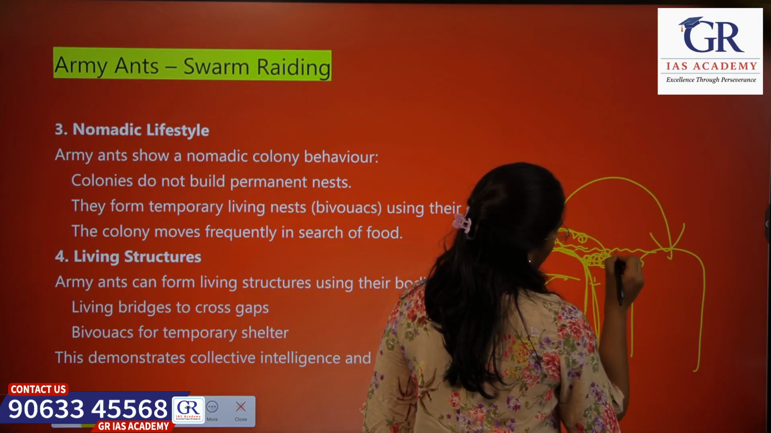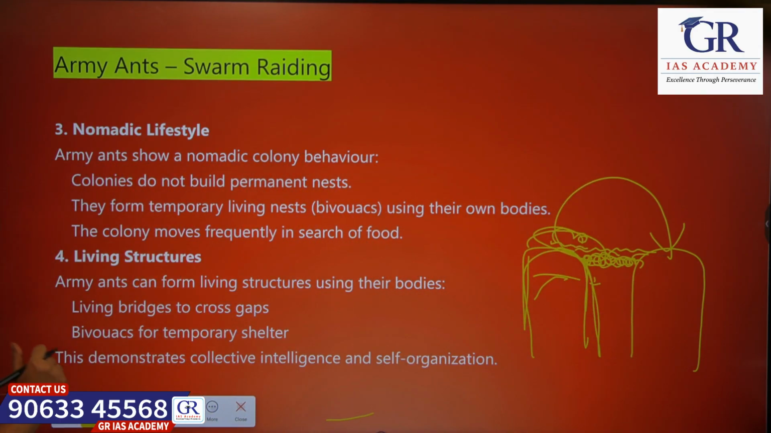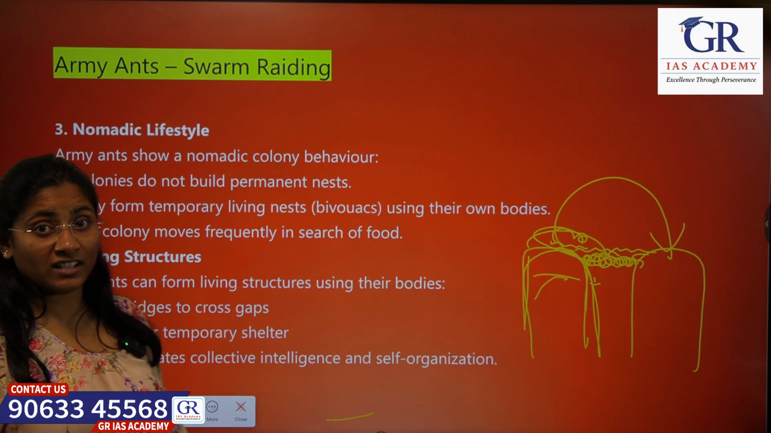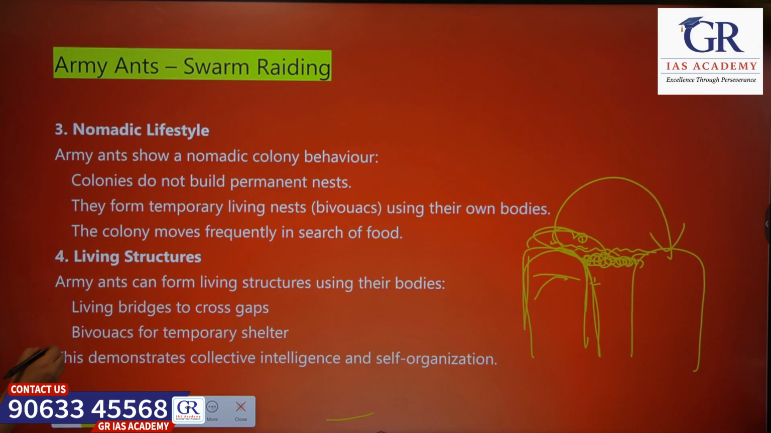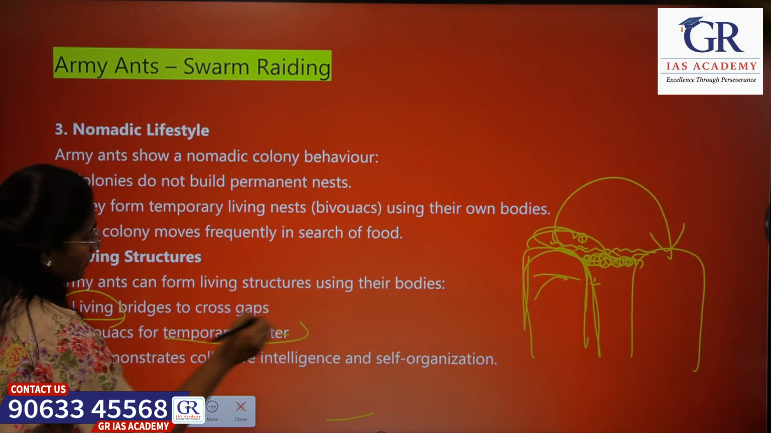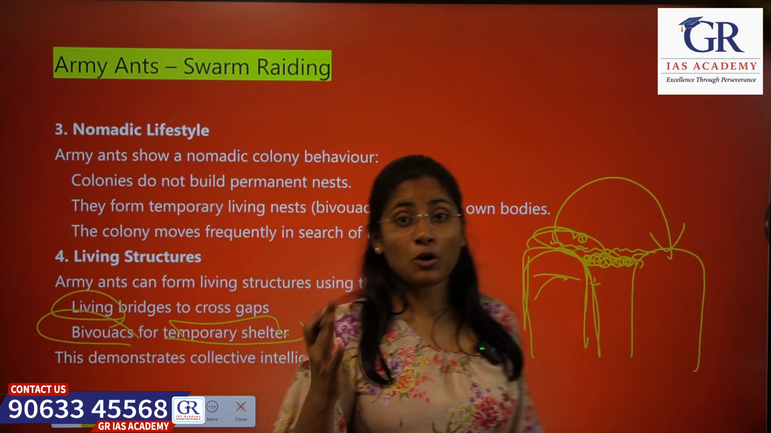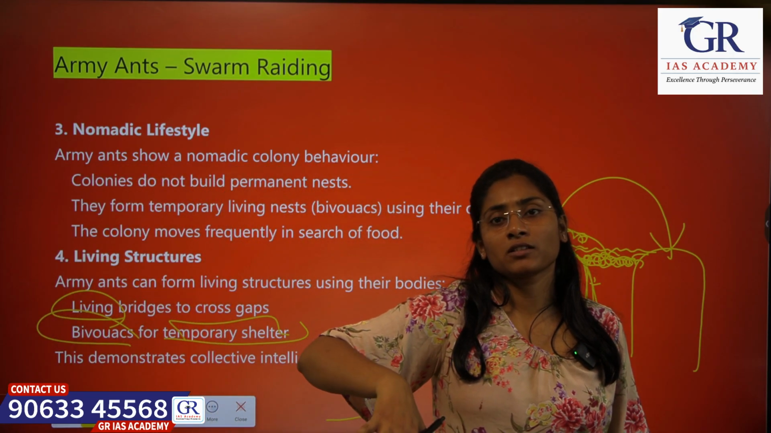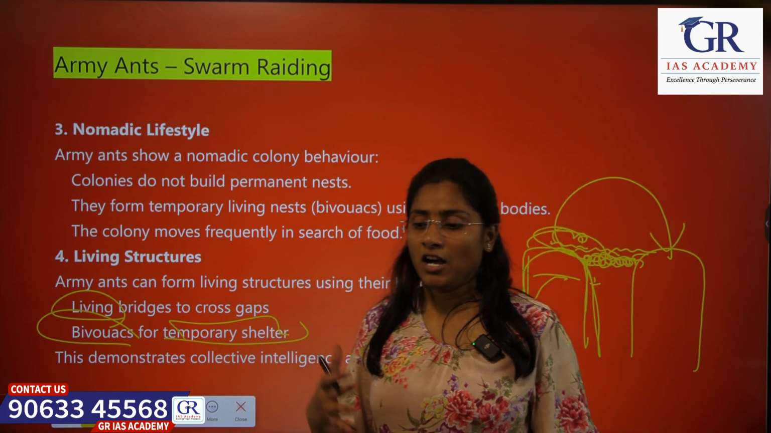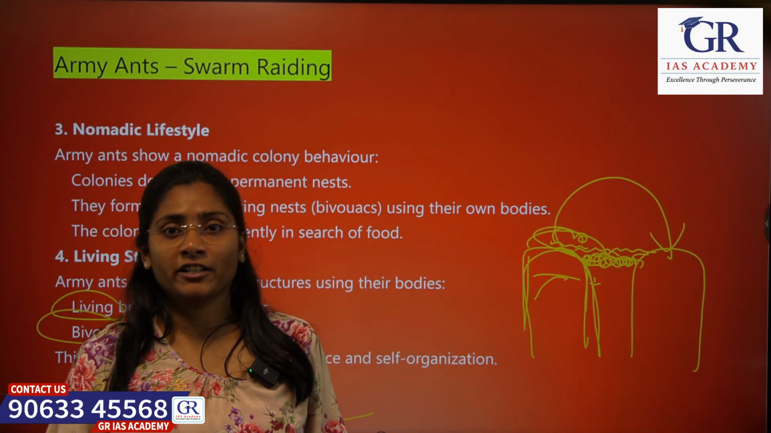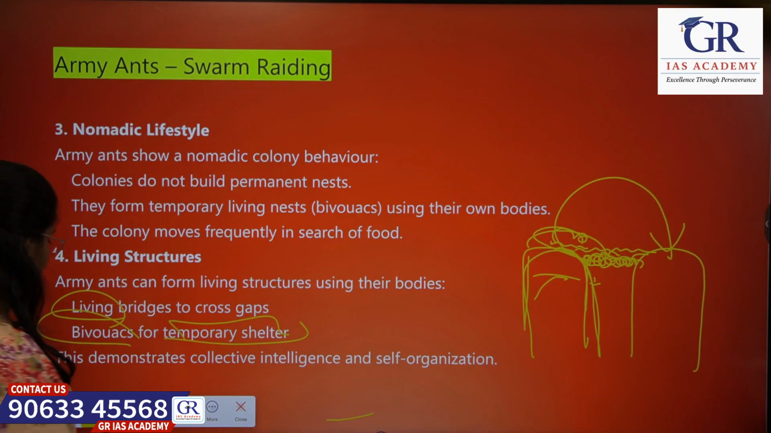So that's how they cooperate for the hunting called swarm raiding, and for their movement also they have so much cooperation, and they build temporary shelters. So this shows us how they are organized within themselves and how they cooperate with each other for this purpose, and how much intelligence they have collectively. So this is a living example for us. Okay?